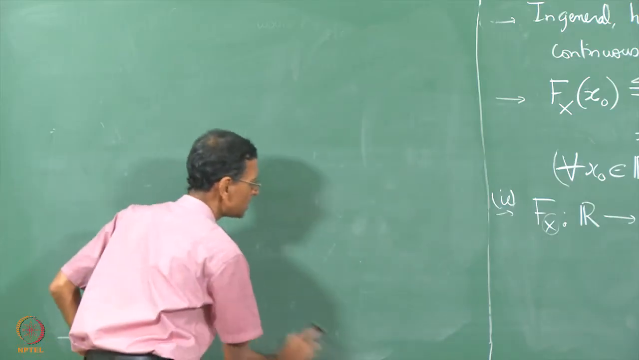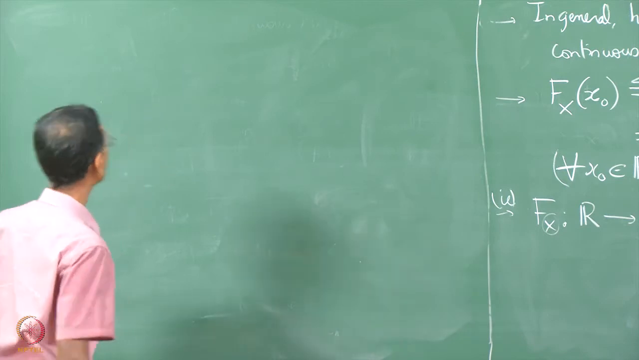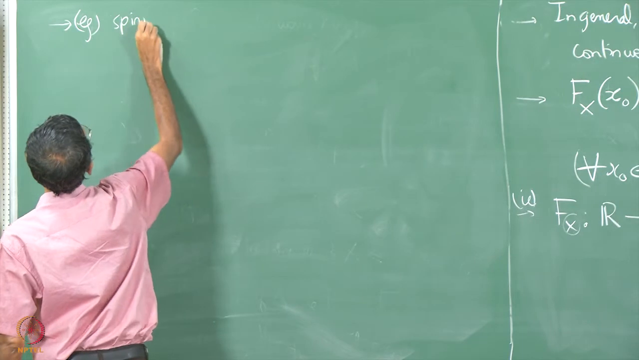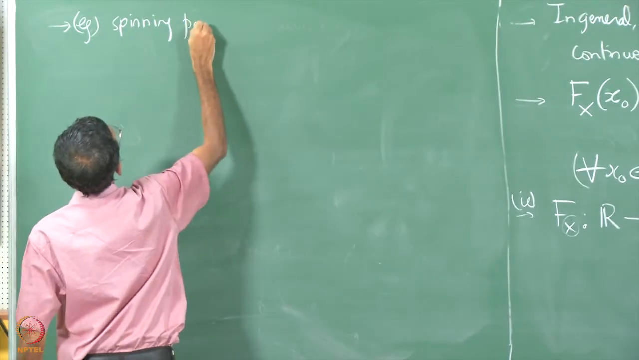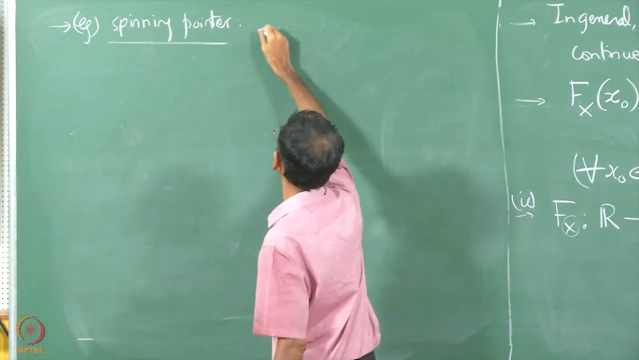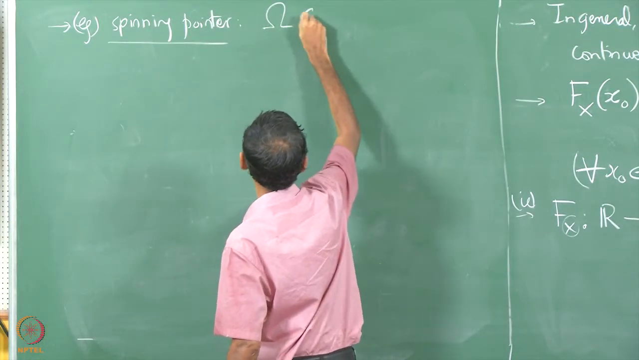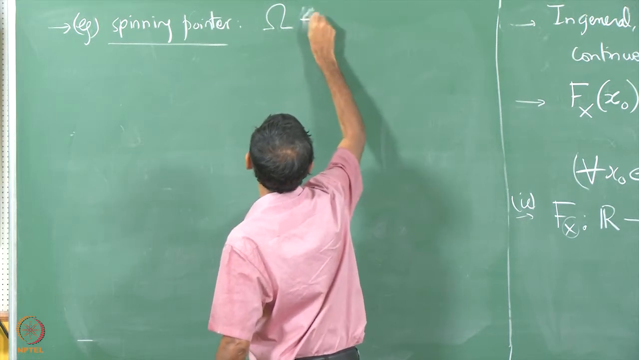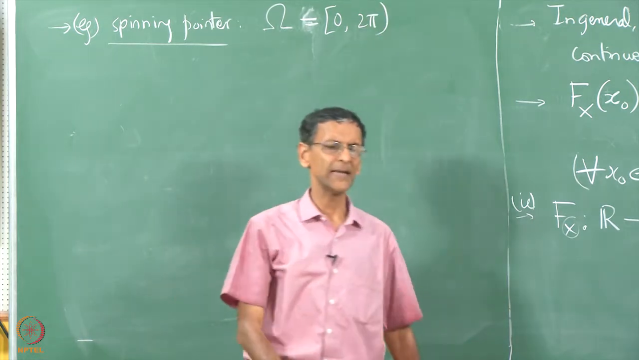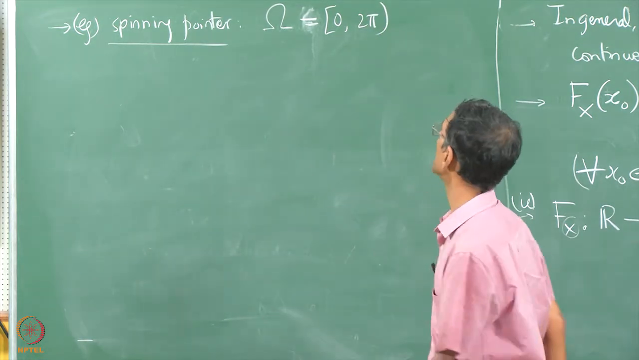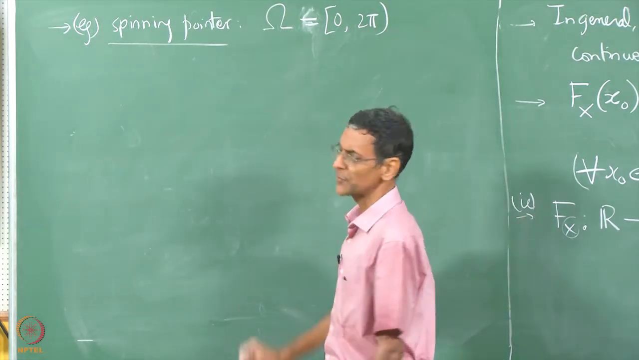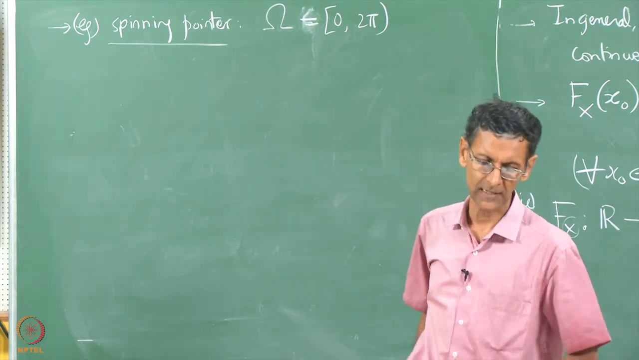So now we want to go back to the spinning pointer, where we have the pointer coming to rest at any angle between 0 and 2 pi. As I said, we are using the open interval at 2 pi to indicate that 2 pi essentially is identical to 0, right.